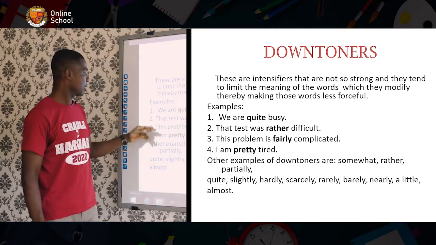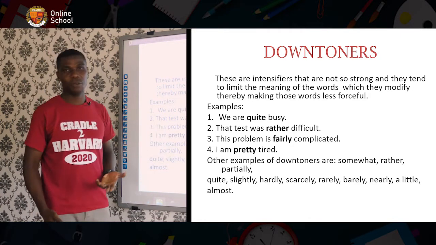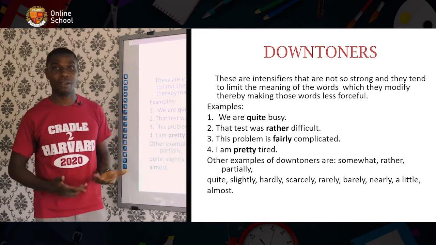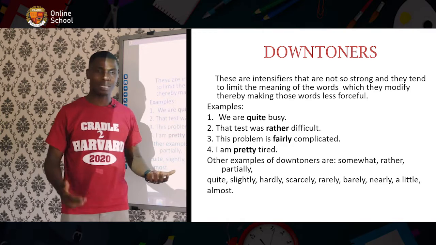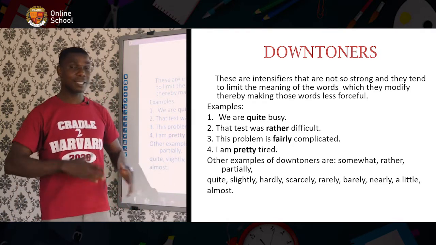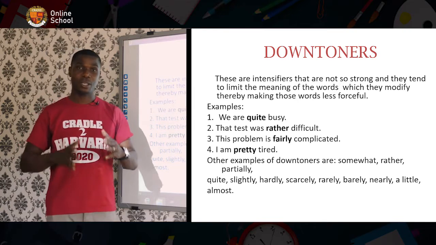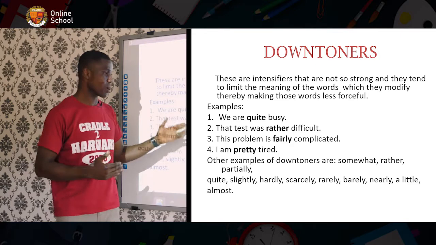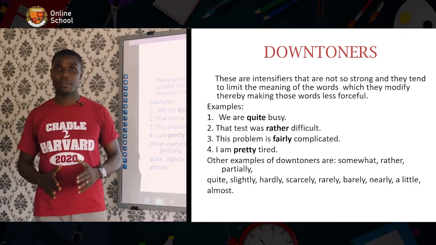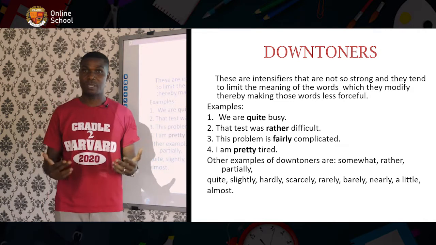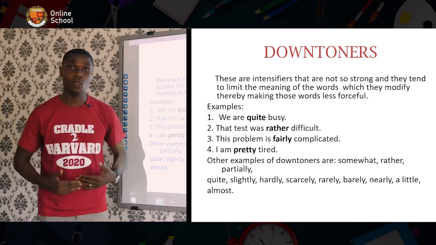Okay? That test was rather difficult. That test was rather difficult, but I found my way around it. Unlike, that test was entirely difficult. That test was totally difficult. This entirely and totally, those words are what? Strong intensifiers. But rather is a downtoner. It means you found your way around it. Even though the test was difficult, you still found your way around it.